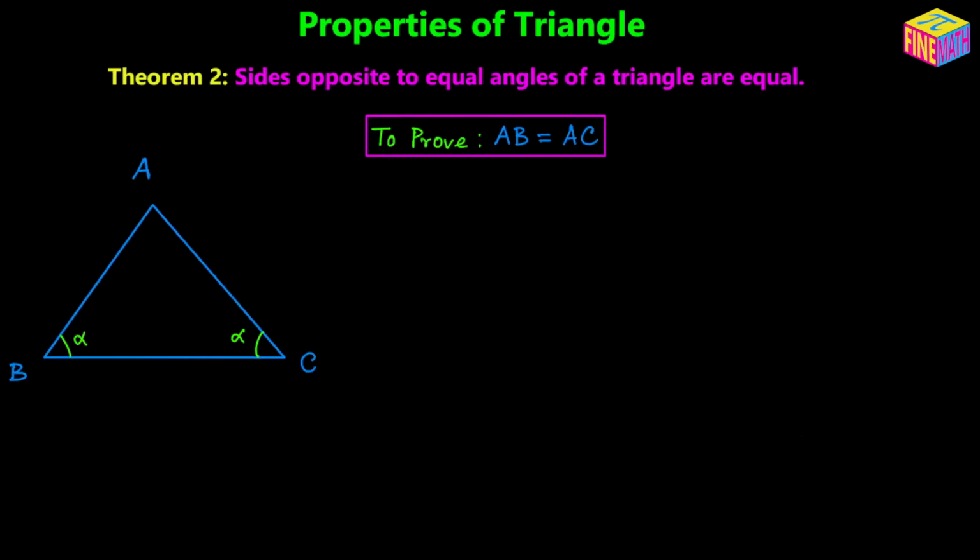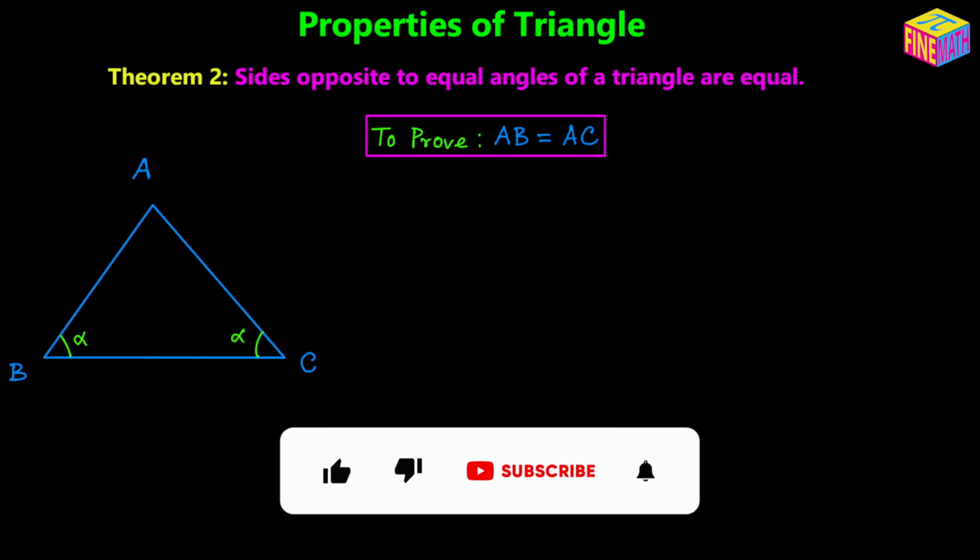Hi everyone. In this video we are going to discuss the second theorem, which says sides opposite to equal angles of a triangle are equal. Let's suppose we have a triangle like this. As in the diagram you can see triangle ABC, and it has two equal angles, angle ABC and angle ACB. I have denoted that with an alpha. So those two angles are equal angles.